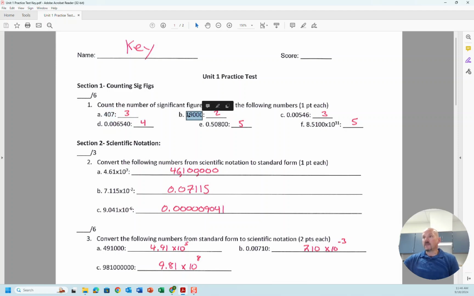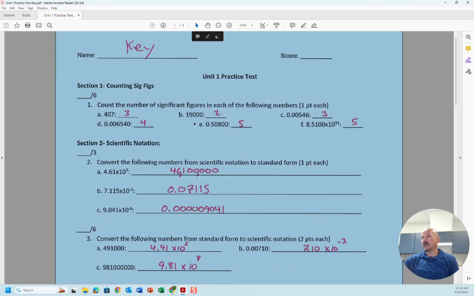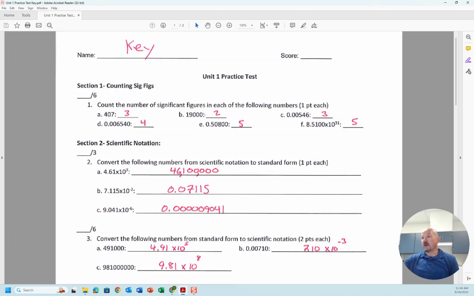Here we got 1 and the 9, so those two are definitely significant. And then we have zeros. Now these would be classified as trailing zeros. They did not write the decimal point. So those trailing zeros are not significant. So that's why this one only is 2 sig digs.